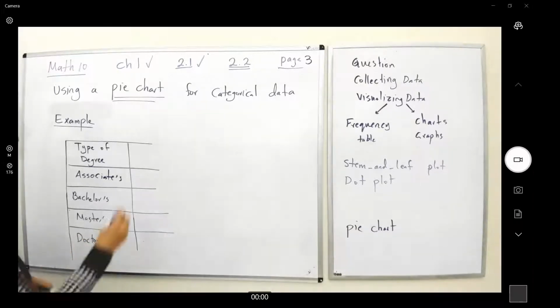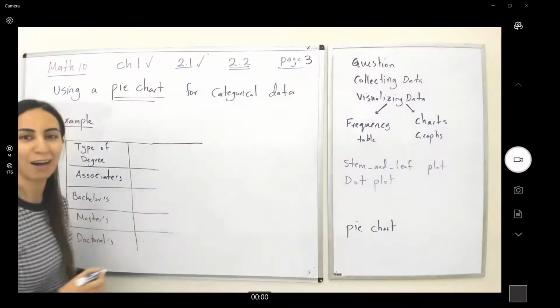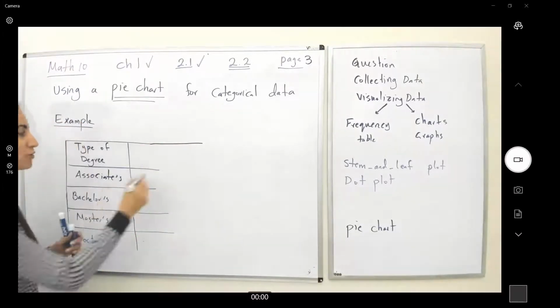Okay, so what is the frequency or count or number of each of these categories?